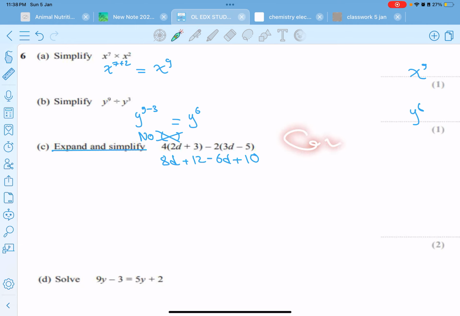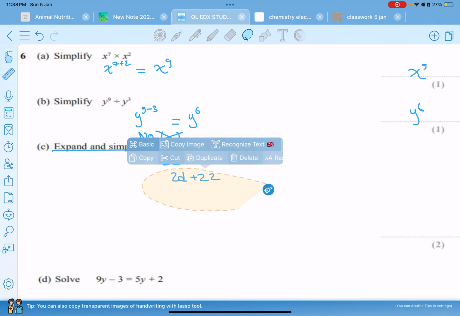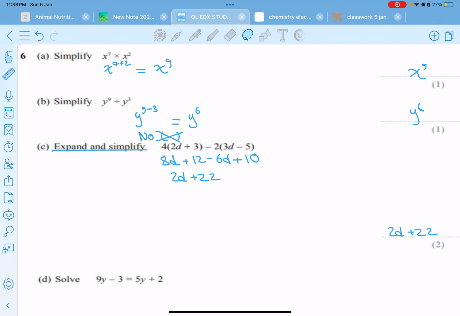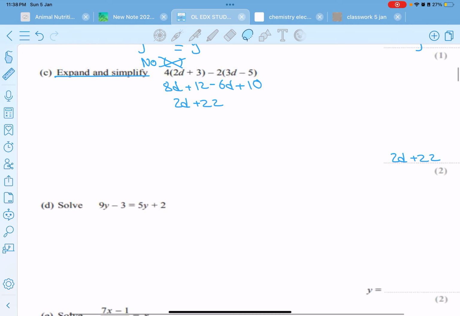So I combine like terms. 8d minus 6d is going to be 2d plus 22, and that's going to be the answer. 2 marks are going to be rewarded for the 2 terms written correctly. Here, solve.